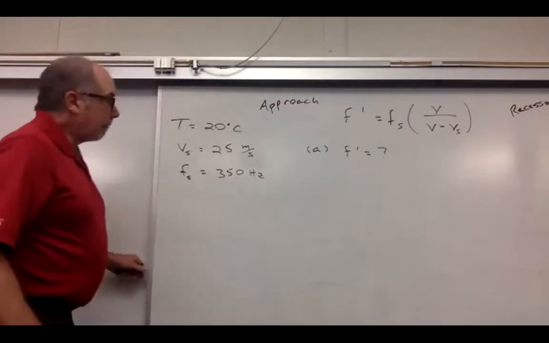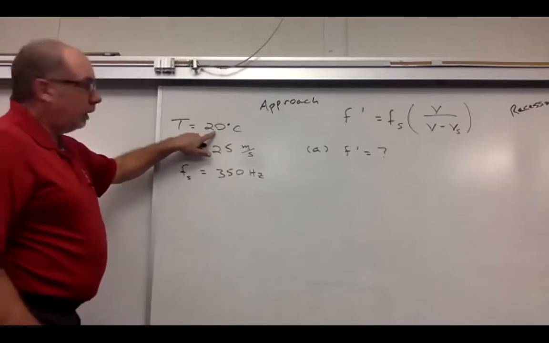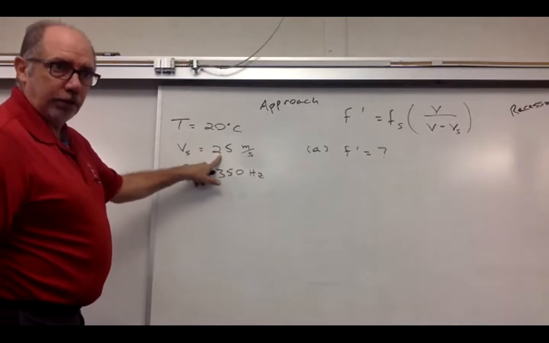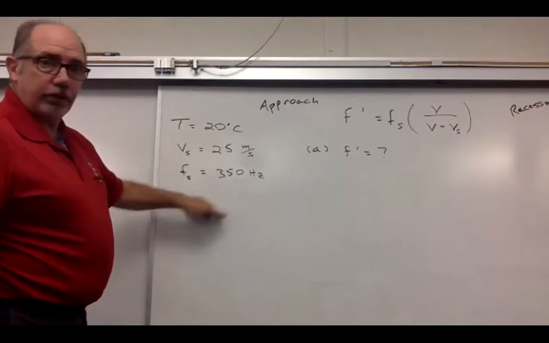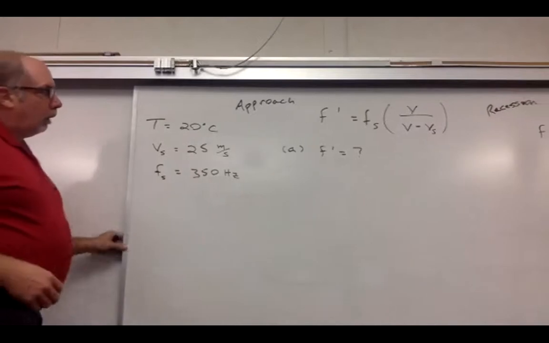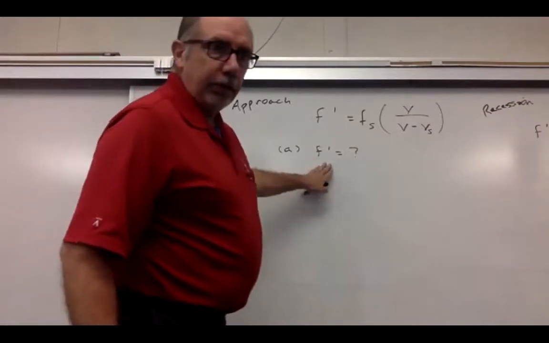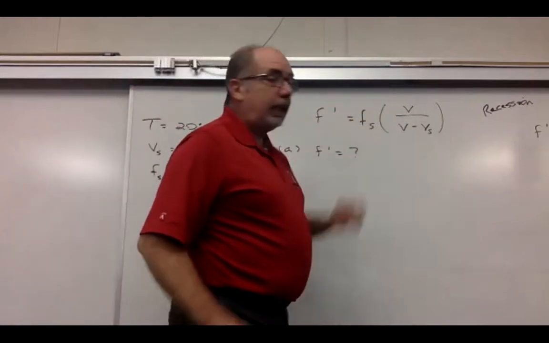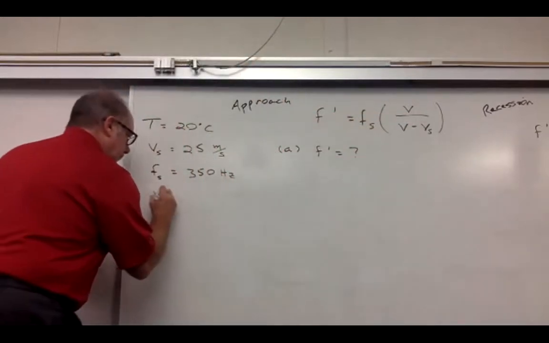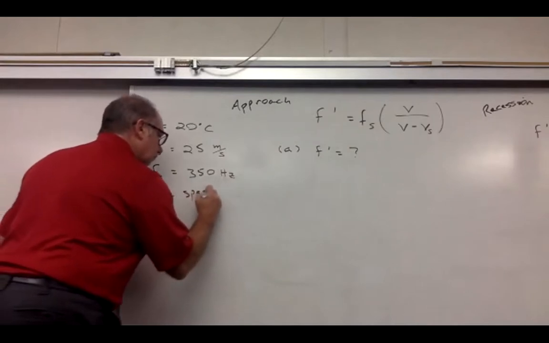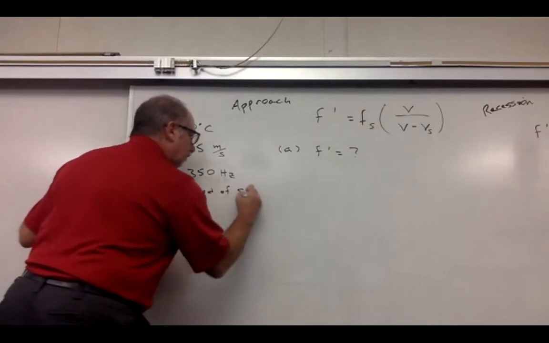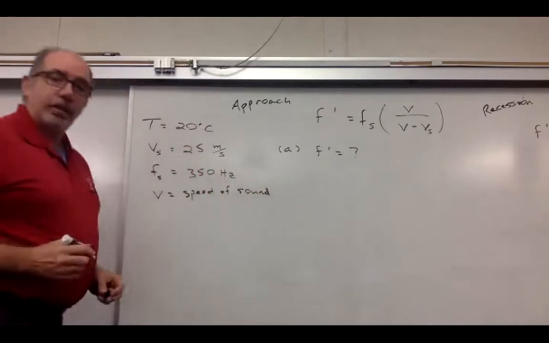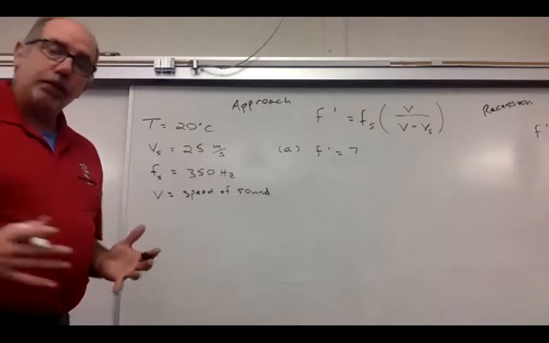So this is what I got. I have the temperature being 20 degrees Celsius. We have the speed of the source, the train, being 25. I have the frequency of the source being 350. What we want is the apparent frequency. Now, what I don't know yet is V. V is the speed of sound. That depends on the temperature. The temperature is 20 degrees Celsius.